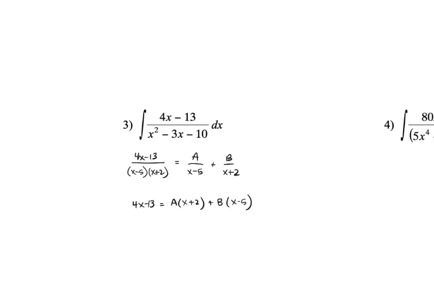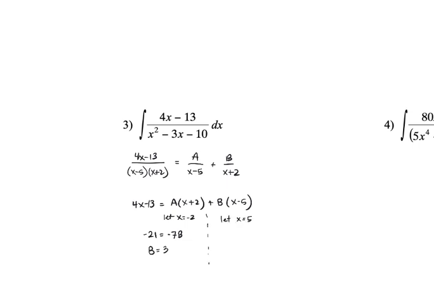Now we need to solve for a and b. But since we only have one equation, we need to cancel one of these values so that we can solve for the other one. So if I want to cancel a first to solve for b, I'm going to let x equal negative 2, because when I plug in a negative 2 here, a disappears. So 4 times negative 2 is negative 8. Negative 8 minus 13 is negative 21. And then here, negative 2 minus 5 is negative 7. B, so b is equal to 3.